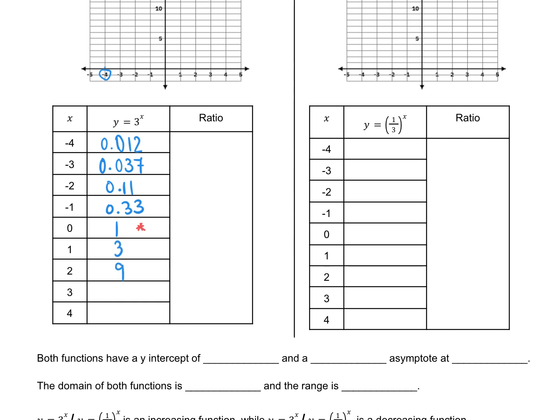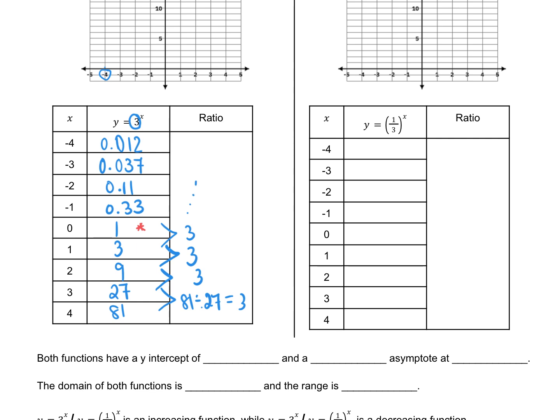3 to the power of 1 is 3. To the power of 2 is 9. Power of 3 is 27. To the power of 4 is 81. And if I do my ratio, when I do 81 divided by 27, I don't even have to actually calculate it. I know it should be the base, which it is. 27 divided by 9 is 3. 9 divided by 3 is 3. 3 divided by 1 is 3. And so on. The common ratio will be 3.